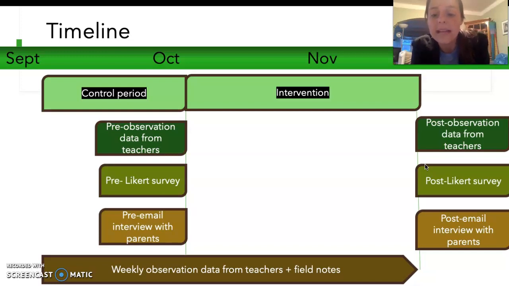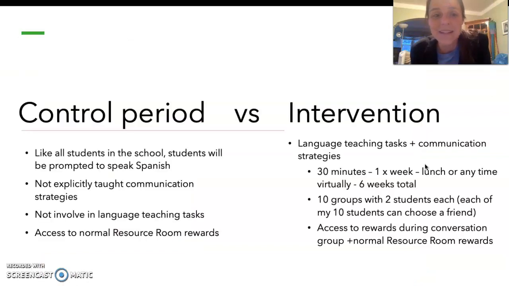Throughout the control period and the intervention period, teachers will be submitting a different kind of data to me, and I will also be keeping field notes. So let's dive in a little bit to the control period versus intervention.